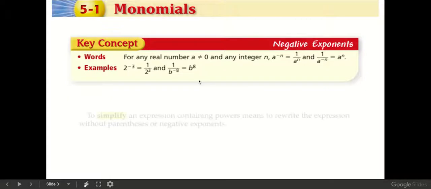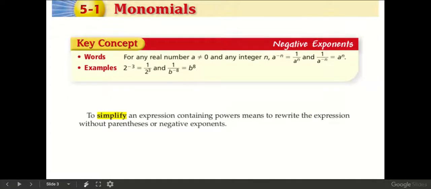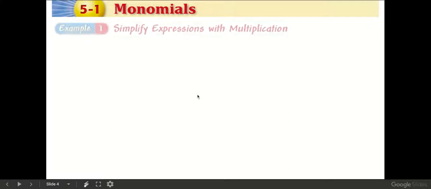So to simplify an expression containing powers means to rewrite the expression without any parentheses or negative exponents. So getting rid of the parentheses by applying the things on the outside, and rewriting negative exponents as positive exponents. So that would be written like this. This one would be written like that. So let's look at an example.